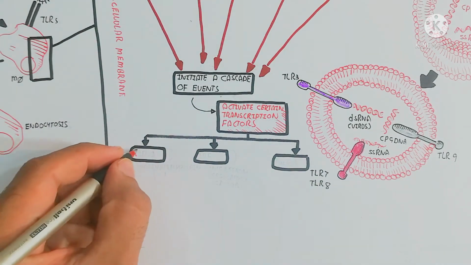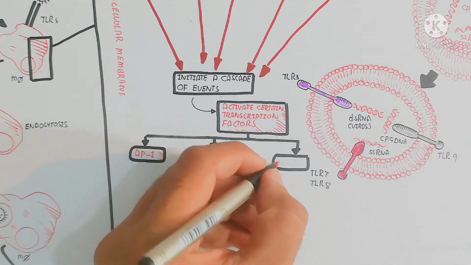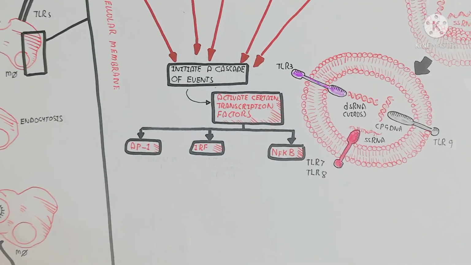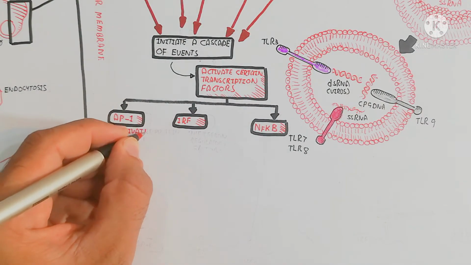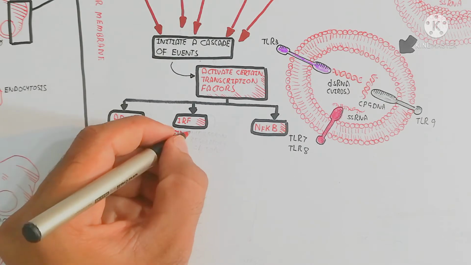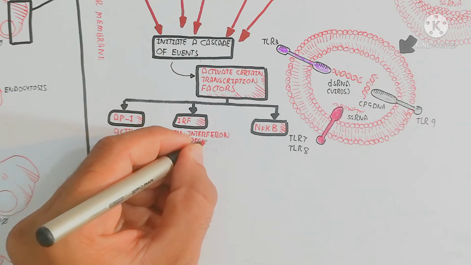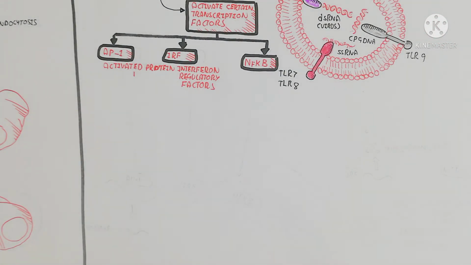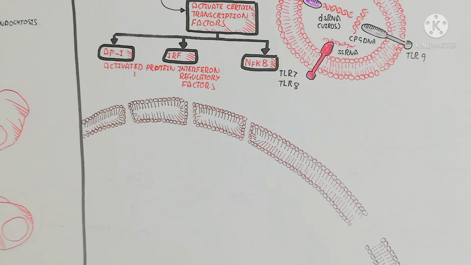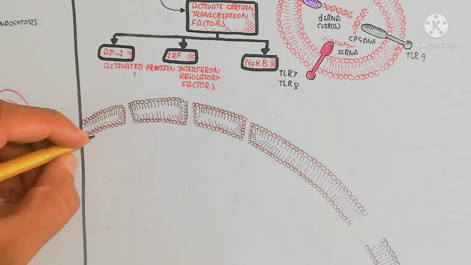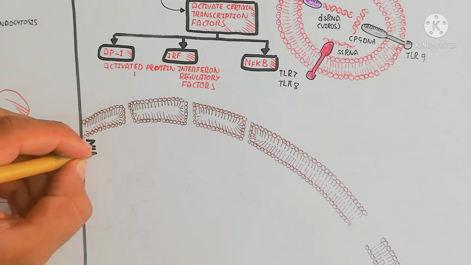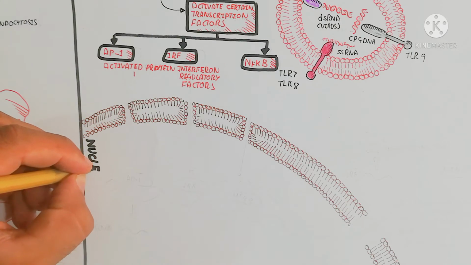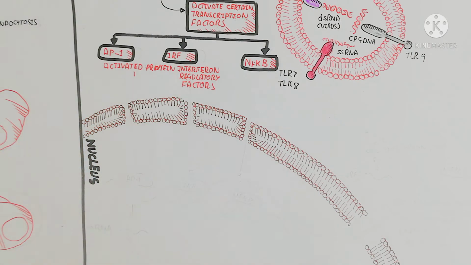Here it activates certain transcription factors, which can be of three types: AP1, the activator protein 1, the IRF, interferon regulatory factor, and nuclear factor kappa B. These three types of transcription factors will bind with the DNA in the nucleus. Here you can see the membrane of the nucleus, the nuclear membrane.